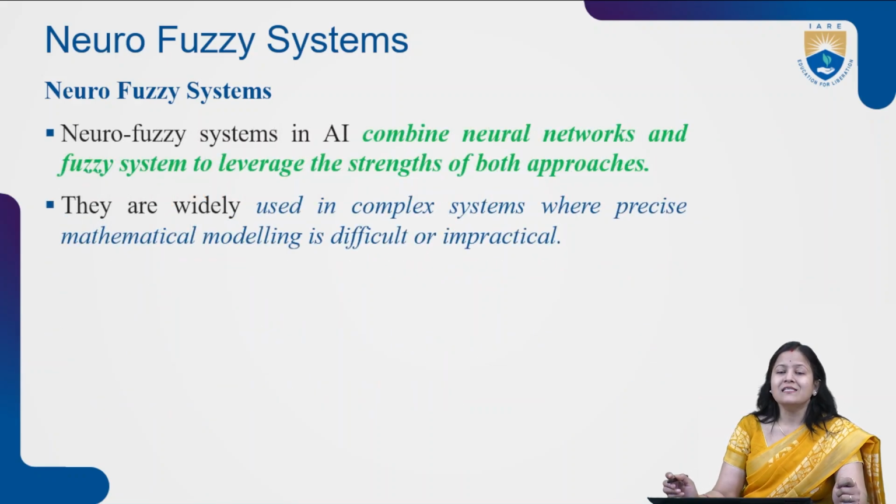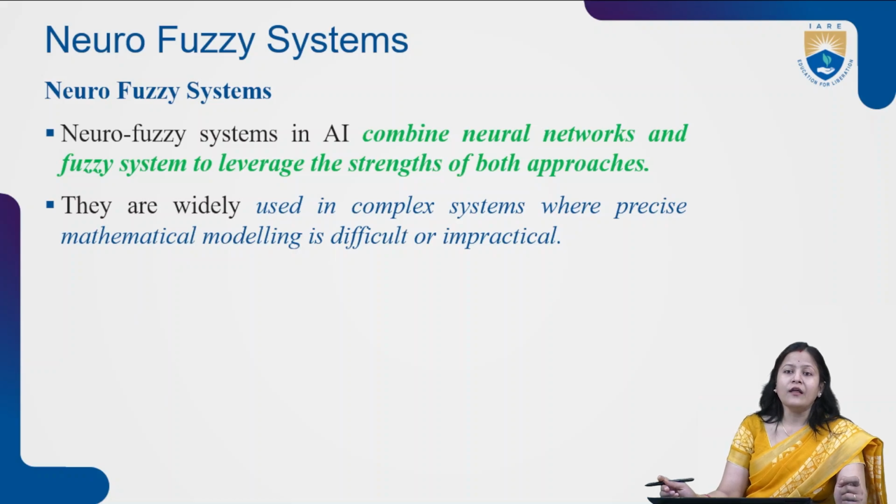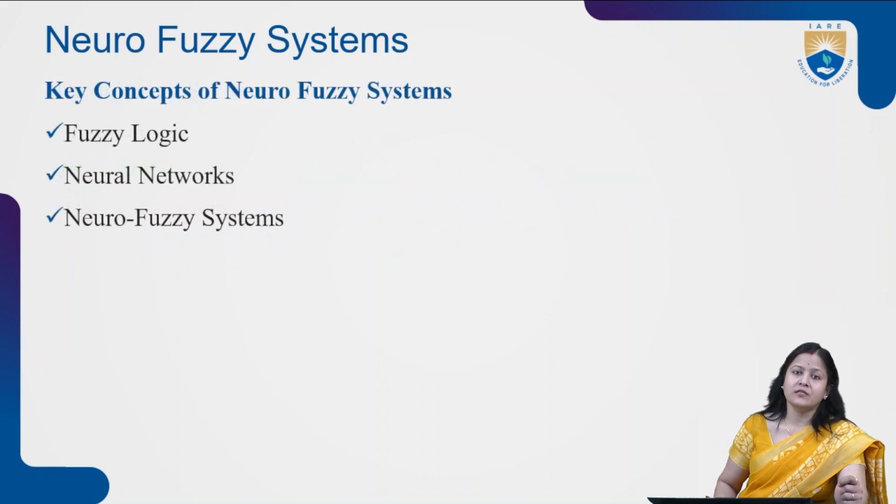So the Neuro-Fuzzy system in artificial intelligence combines neural networks and Fuzzy systems to leverage the strengths of both approaches, meaning the approach of the neural network as well as the Fuzzy system. They are widely used in complex systems where precise mathematical modeling is very difficult and impractical.